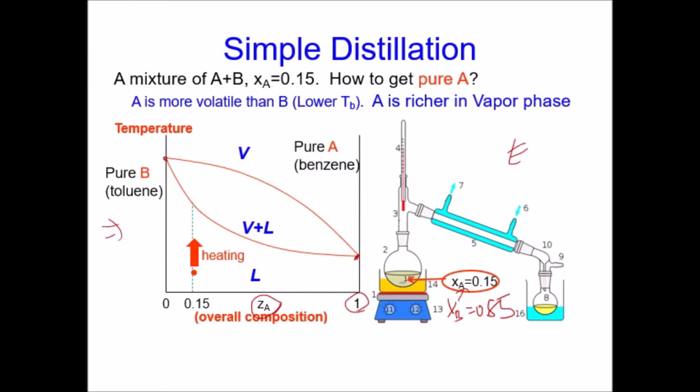On the left side, a mole fraction of 0.15 means any point along this vertical line, at a different temperature.